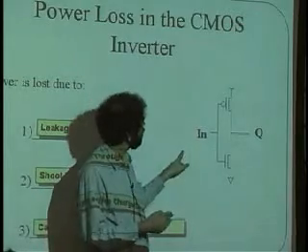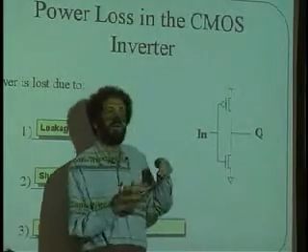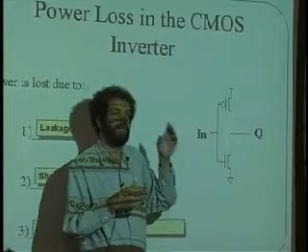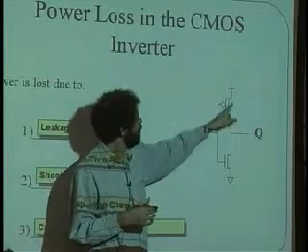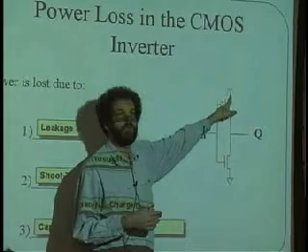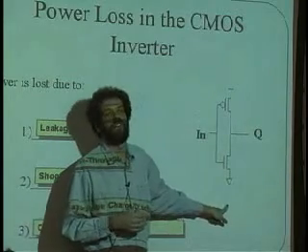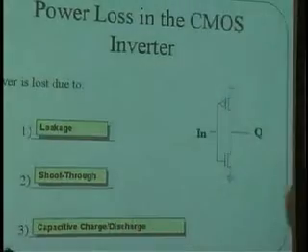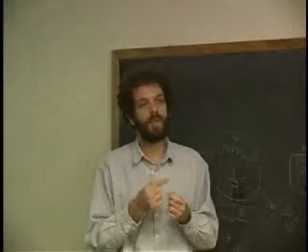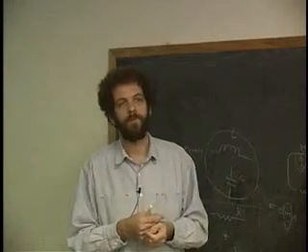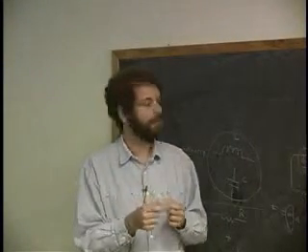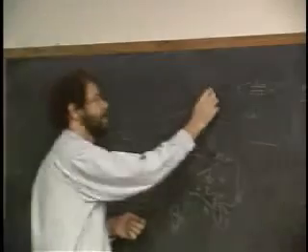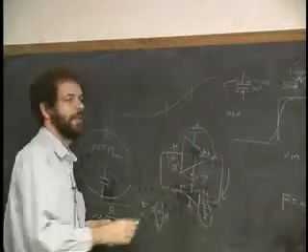And during the intermediate time, when the input voltage is halfway or near halfway between high and low, current will flow directly from the power supply straight down to ground. Now, how much current will flow? Not an infinite amount, a few microamps of current, because the devices, when the switch is on, still have some resistance.